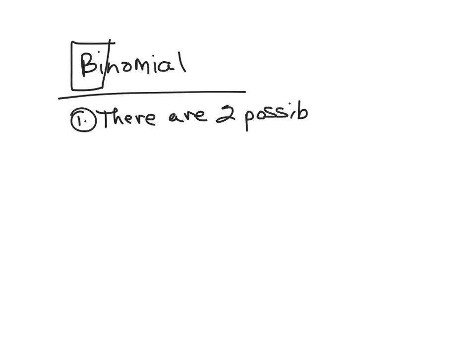There are two possible outcomes on each trial. So what that means is, if you take flipping a coin as your experiment, well, if you flip a coin, you're either going to get a head or a tail. So that's two possible outcomes.